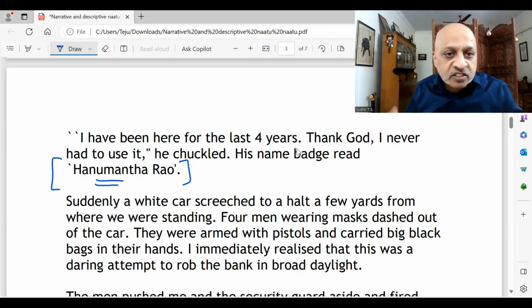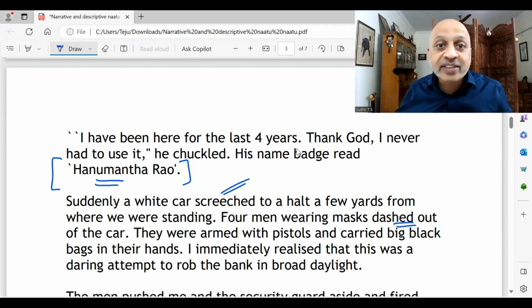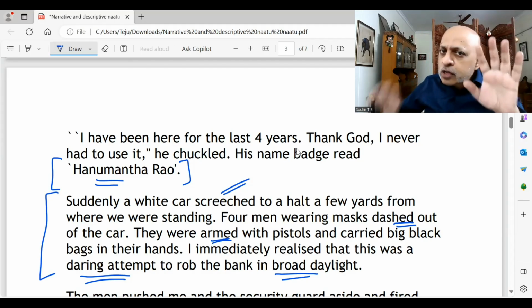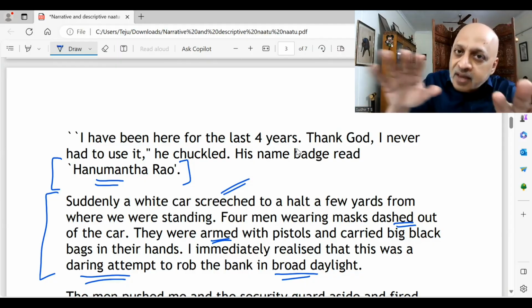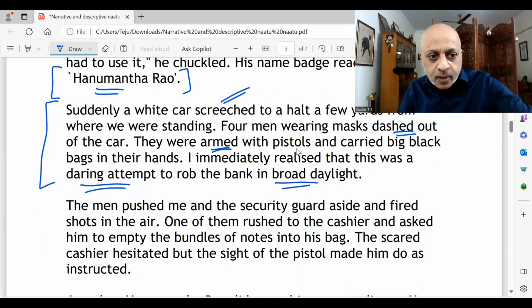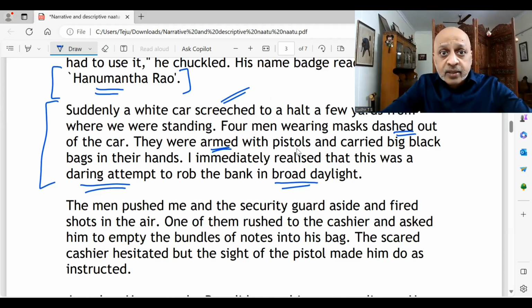Four men wearing masks dashed out of the car. So look at my language. I've used the word screeched. I've used the word dashed out of the car. They were armed with pistols and carried big black bags in their hands. I immediately realized that this was a daring attempt to rob the bank in broad daylight. So I have given the setting while also introducing a lot of energy into the paragraph, because unlike the first one, which was a slow approach narrative essay, this one is expected to have a lot of momentum. The men pushed me because he was standing somewhere near the gate.